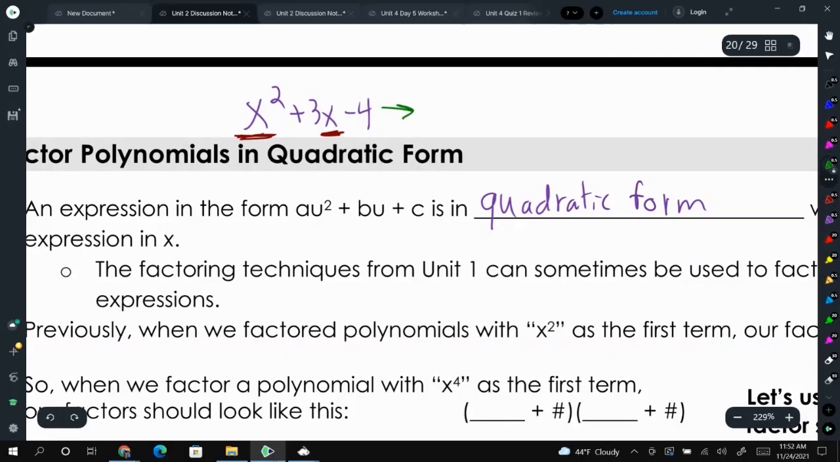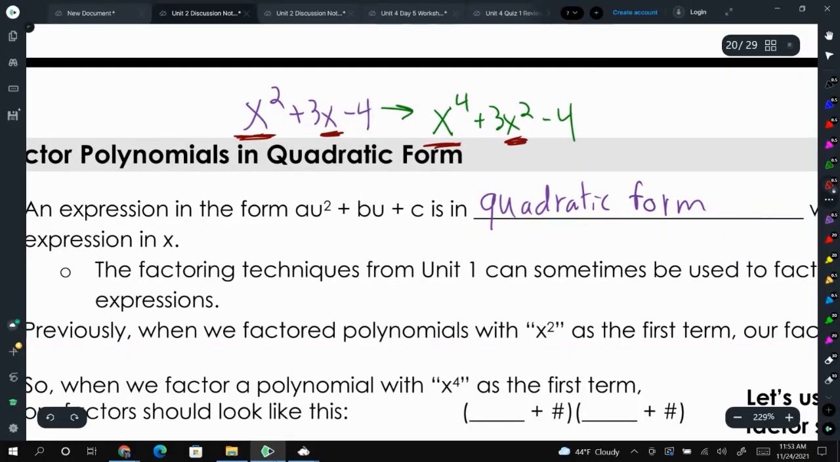Well, if we had x to the 4th plus 3x squared minus 4, we have something squared plus 3 of that something minus 4. It just happens to be that this something, the thing right here with the 3, is x squared. And when we square x squared, we get x to the 4th. This means we could do anything.